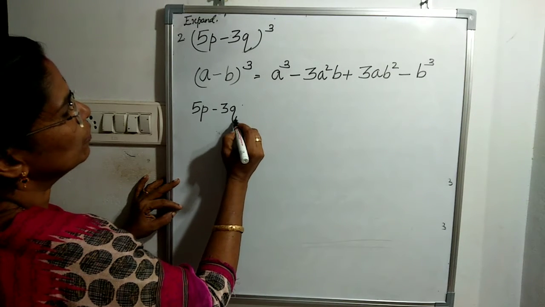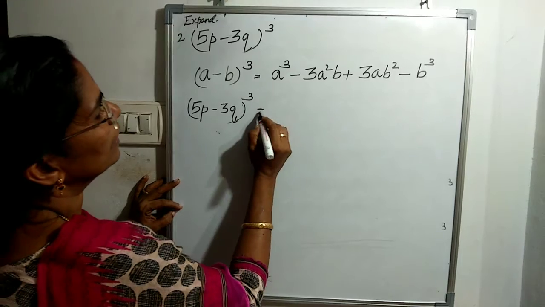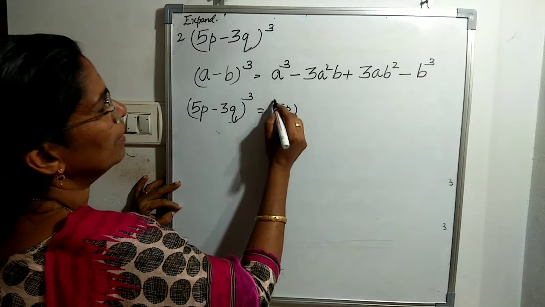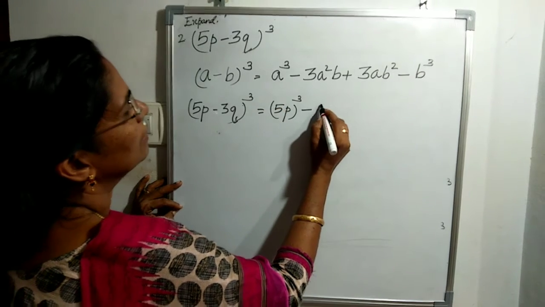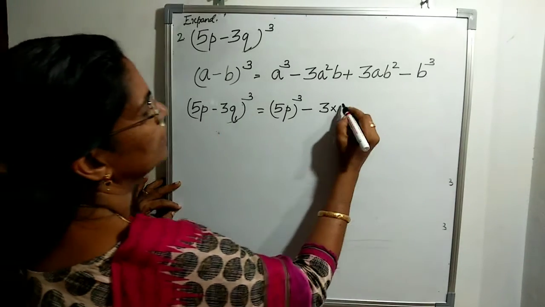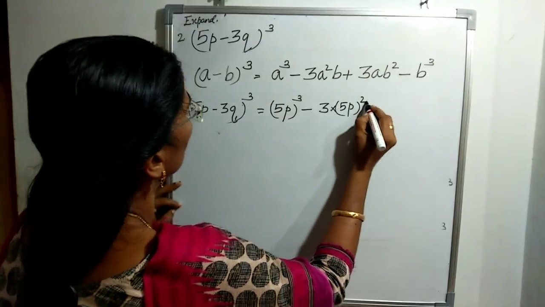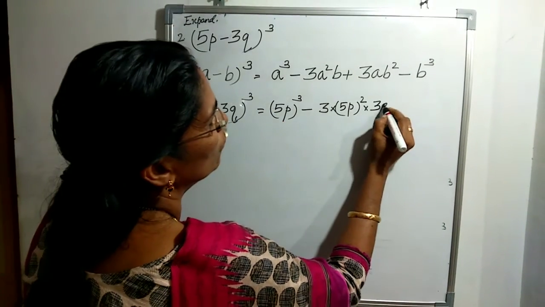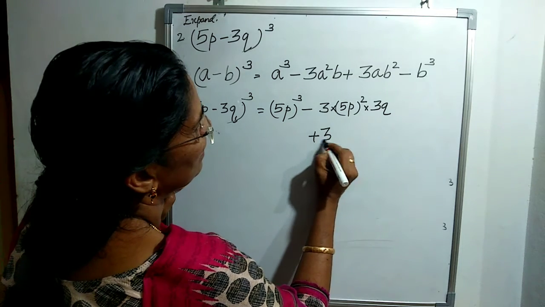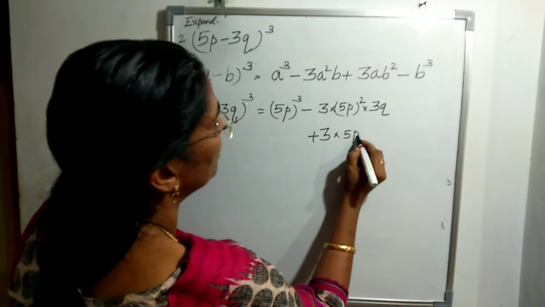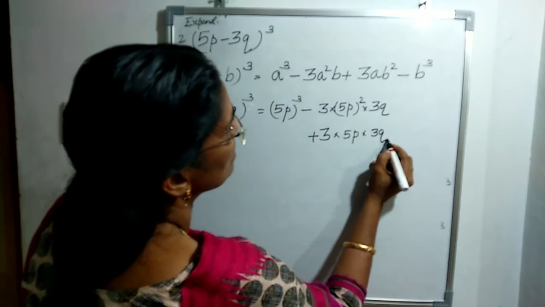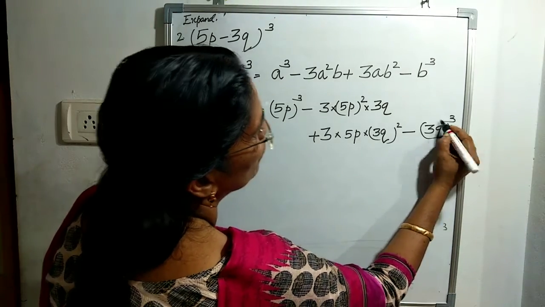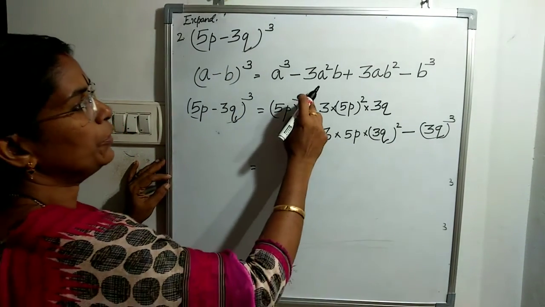(5p minus 3q) whole cube is equal to, instead of A we write 5p. So (5p) whole cube minus 3A square B, it means (5p) square into B, and B is 3q, plus 3AB square, A means 5p, B means 3q, its square, minus B cube, (3q) whole cube.